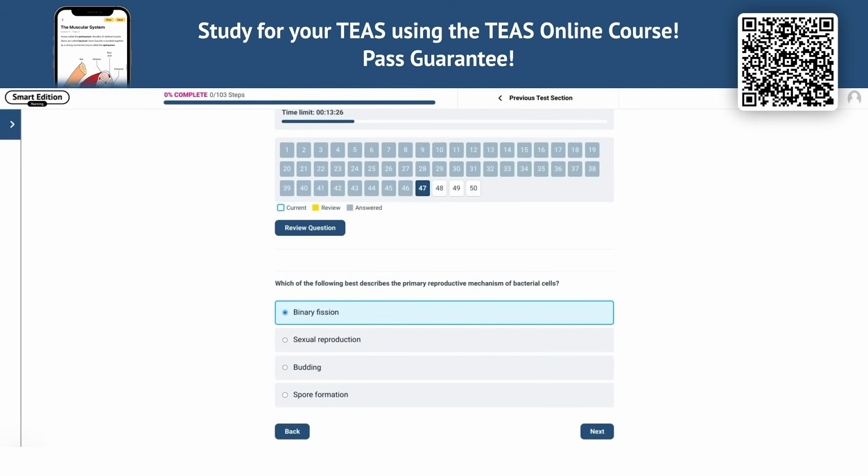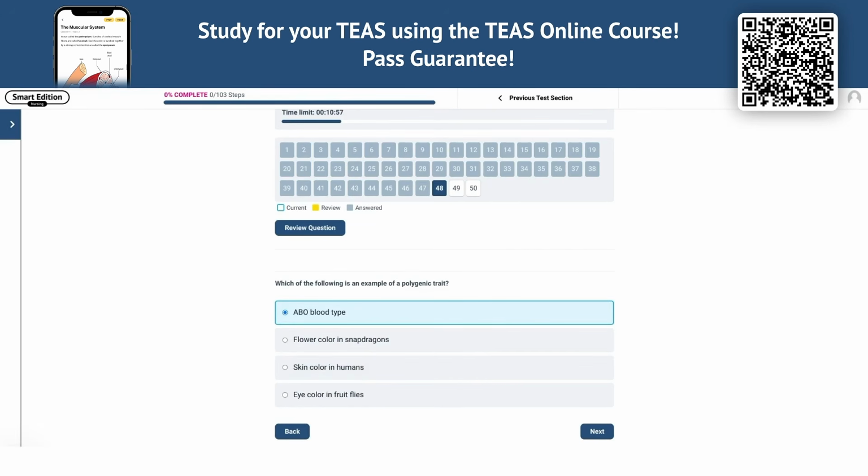So when it comes to studying microorganisms, you're going to want to make sure that you have a very good understanding of things like bacteria, viruses, parasites, fungi. How do they move? What are their characteristics? What are some examples of them? How do they reproduce? And things like that. What kind of diseases do they cause?